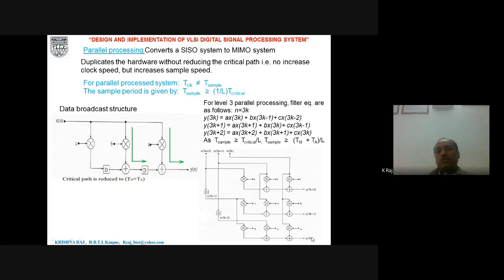How are we getting y3k? From the first equation, we have developed the circuit diagram. This has been developed from the second equation. This has been developed by the third equation.